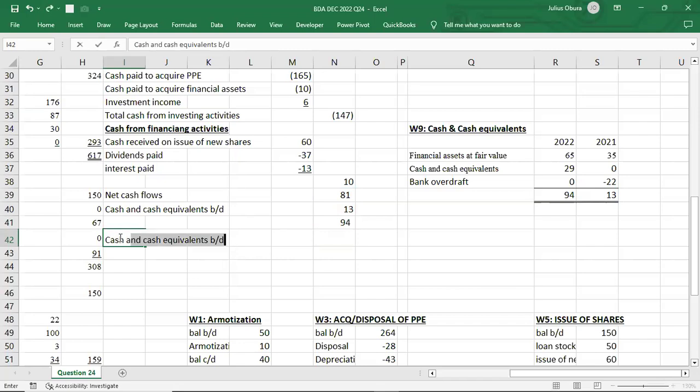And then I look at cash and cash equivalents carried down. So they should automatically balance. If you take the net cash flows and add cash and cash equivalents brought down, it should automatically balance with the cash and cash equivalents carried down, which is as well 94. So that's fine. That is it.